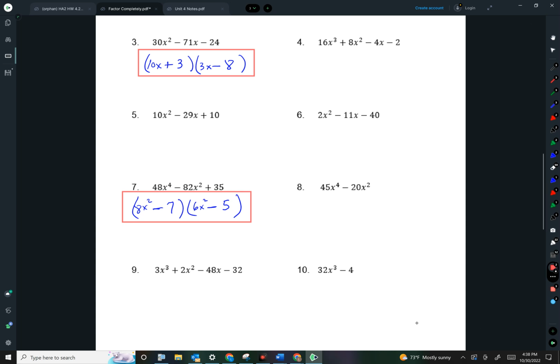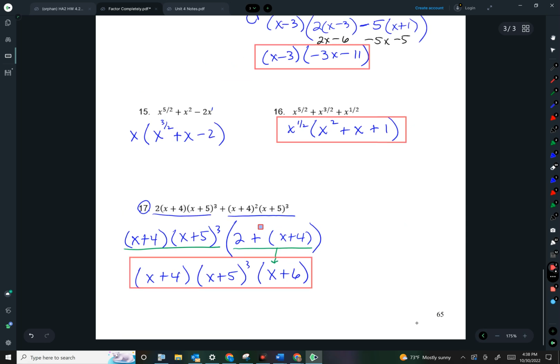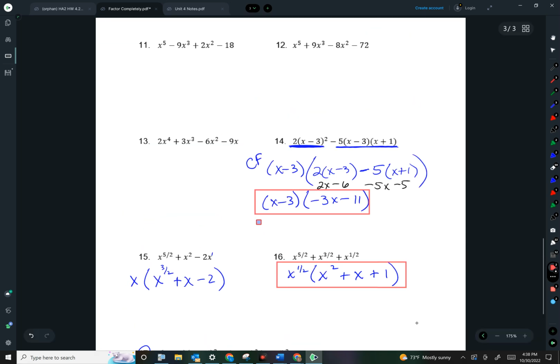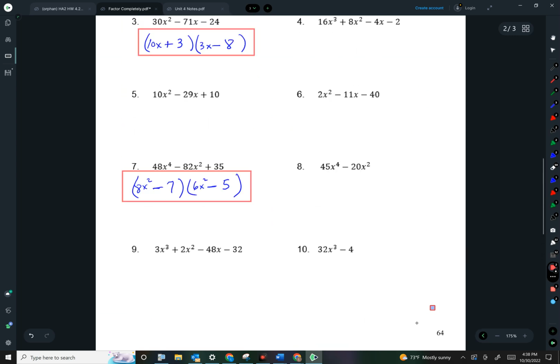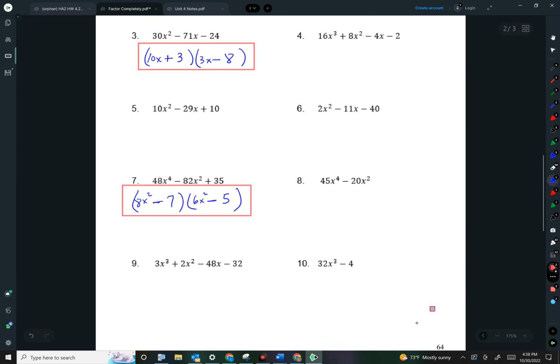What can we do on number 8? Yeah, look at number 8. All right, is there a common factor? Yeah, there is. What's my common factor? Let's see, I think I can take out 5 and also x squared. If I do that, what am I going to have left? 9x squared minus 4. Okay, so I just did common factor.